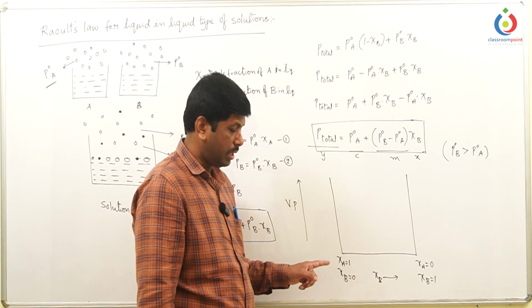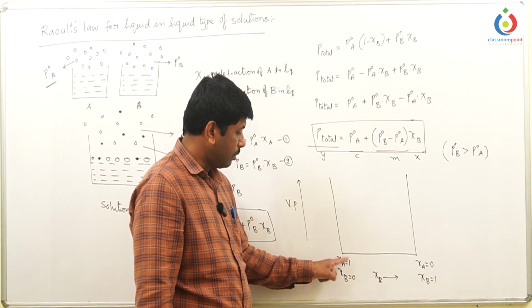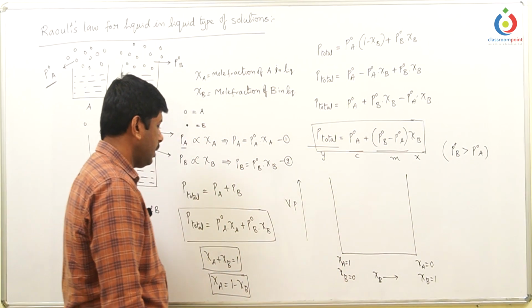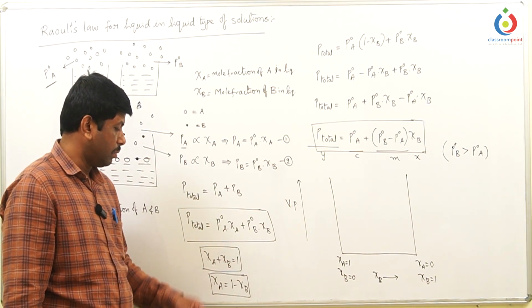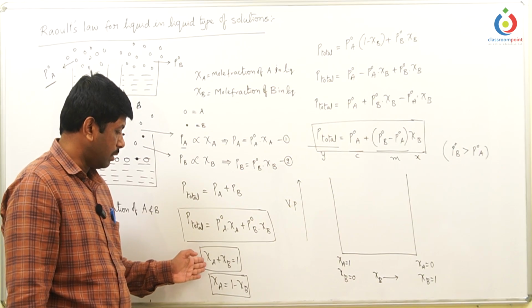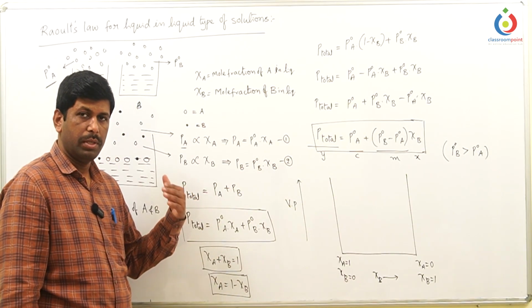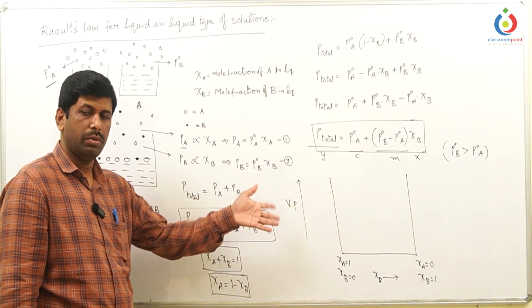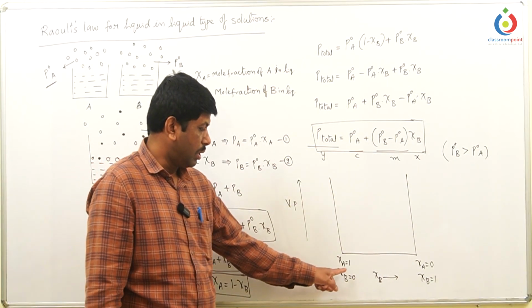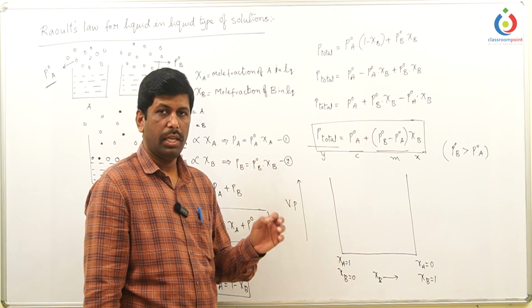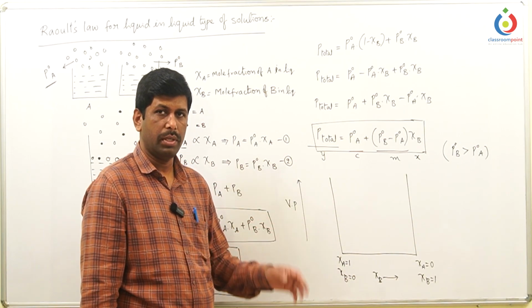So it clearly says that XA equals 1. Remember, for any particular solution, the sum of the mole fractions is equal to 1. Mole fraction of A plus mole fraction of B. If 3 are there, it means mole fraction A plus B plus C equals 1. Then here XA equals 1, in the sense that 100% only A liquid is present, B is not present.